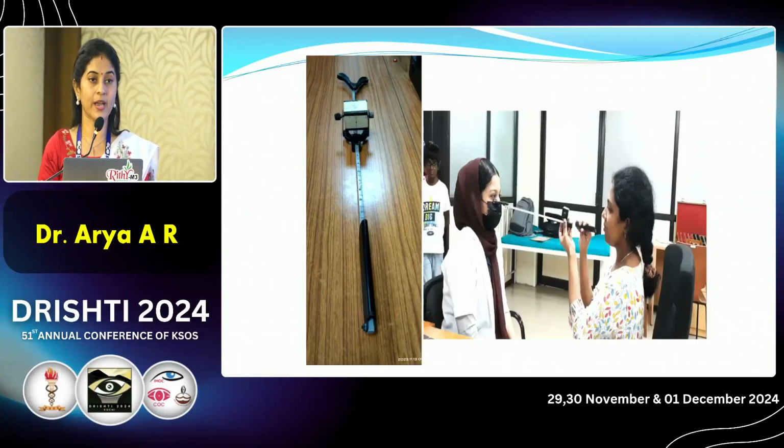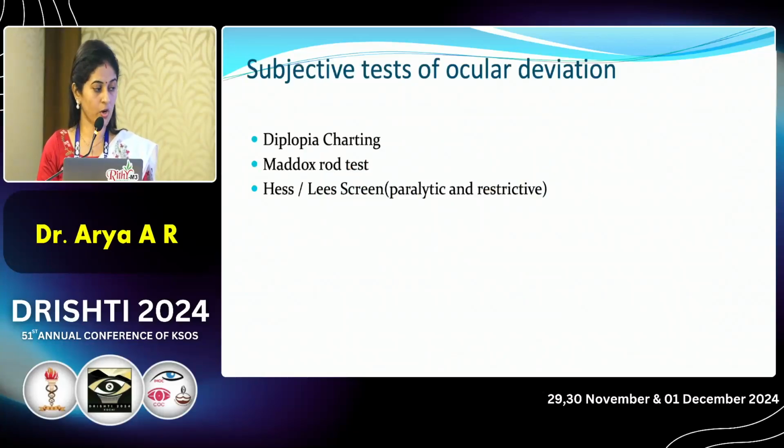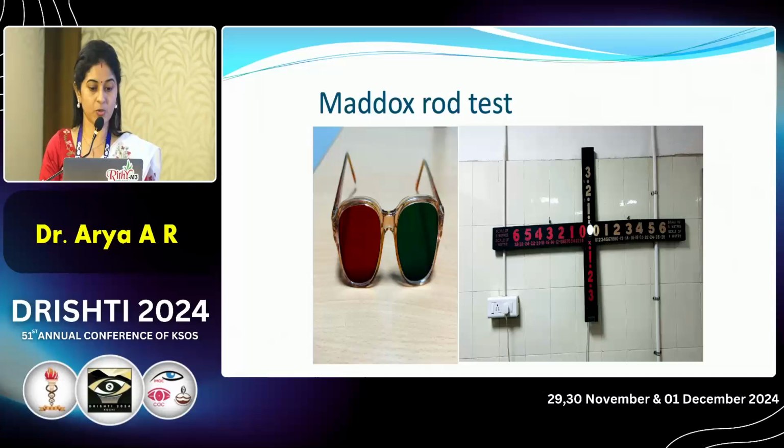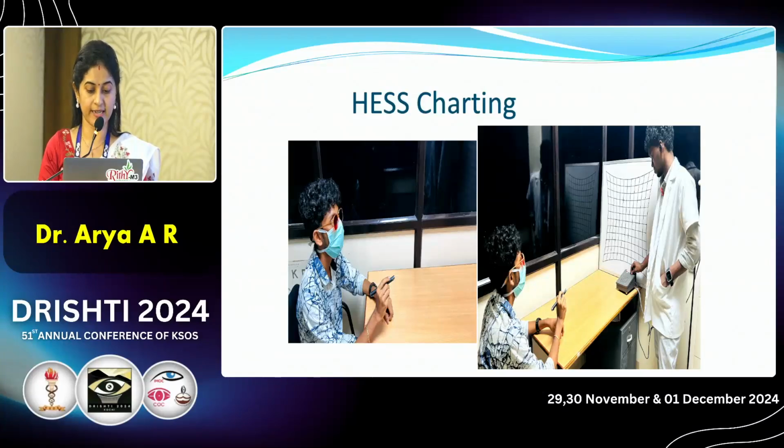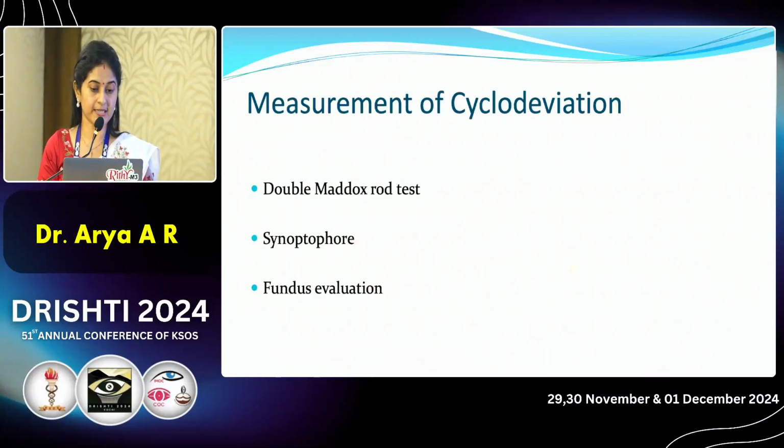Now convergence you can measure with the RAF ruler. Now what are the subjective tests of ocular deviation? Diplopia charting, where the patient wears red-green goggles and tells you how he sees the images. The Maddox rod test, depending upon the shift of the image, you can diagnose an exophoria or esophoria. Hess charting. And how do you measure the cyclodeviation? You can measure it with the help of a double Maddox rod.